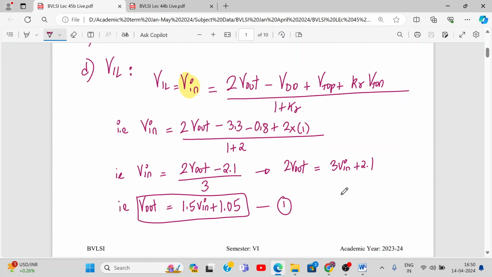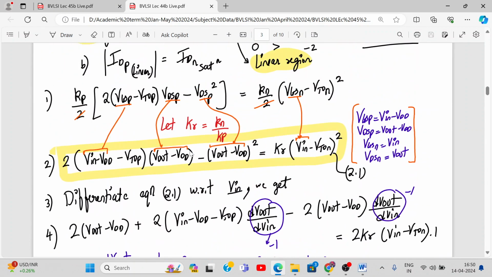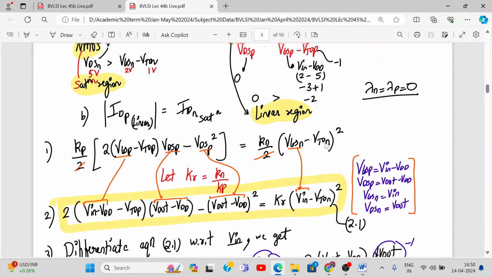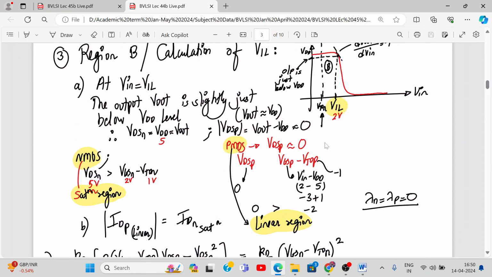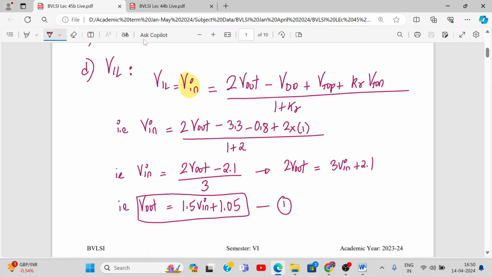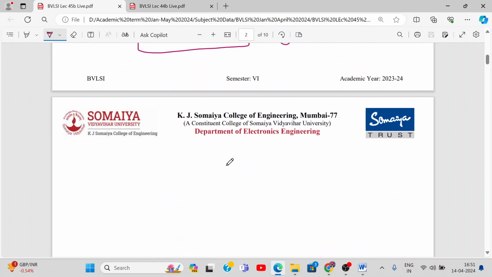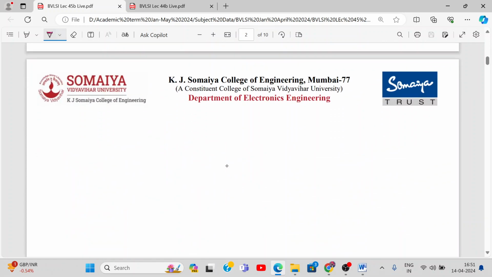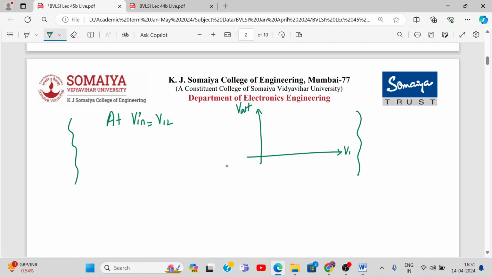Alright. Now for the next step, listen, we cannot remember this big formula. We just have to remember that when V in is equal to VIL, let me show it to you. We'll be using a big formula, but this is just background, you don't need to remember the formula. At V in equal to VIL, just draw the small VTC curve and let us jog our memories. The output VTC curve is like this, and VIL is over here.